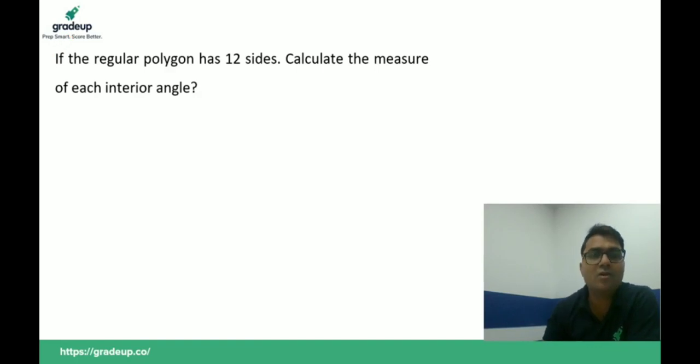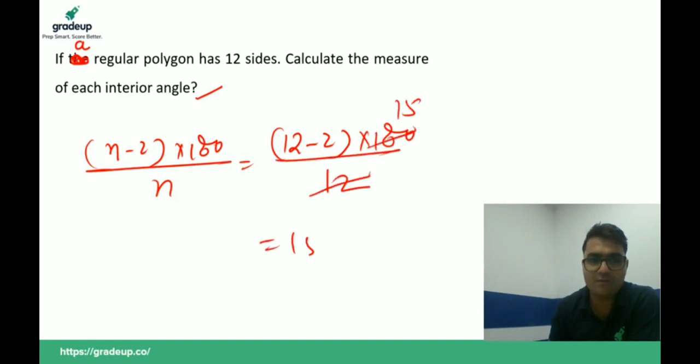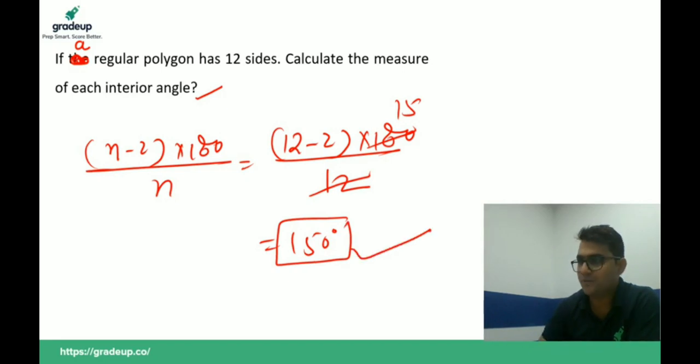If a regular polygon has 12 sides, calculate the measure of each interior angle. So each interior angle is n minus 2 into 180 divided by n. This should be 12 minus 2 into 180 divided by 12. This is 15, then this will be 150 degrees. All right.